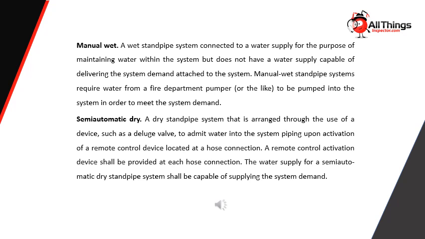Semi-automatic dry: a dry standpipe system that is arranged through the use of a device, such as a deluge valve, to admit water into the system piping upon activation of a remote control device located at a hose connection. A remote control activation device shall be provided at each hose connection. The water supply for a semi-automatic dry standpipe system shall be capable of supplying the system demand.